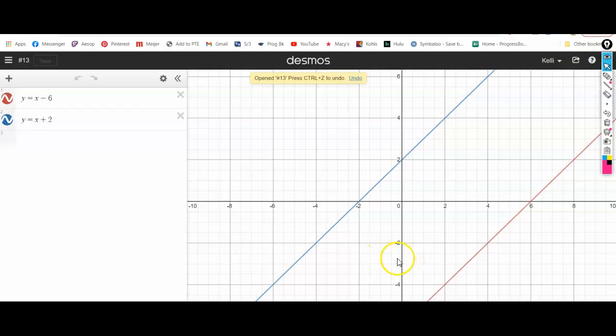This is number 13. Once you graph these, you see that clearly they have the same slope. Both of them have a slope of +1, but they have different y-intercepts, and you can see that they are parallel. So therefore, there are no solutions, and they are inconsistent.